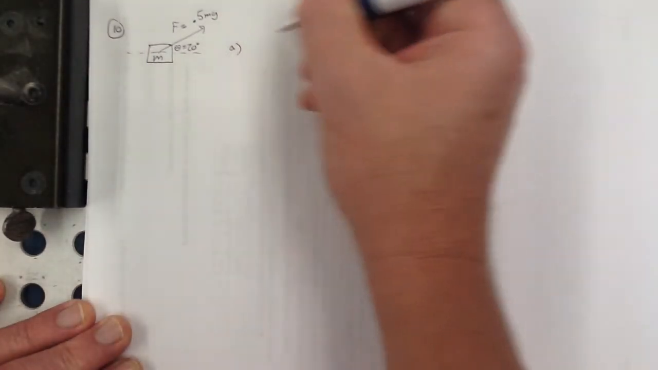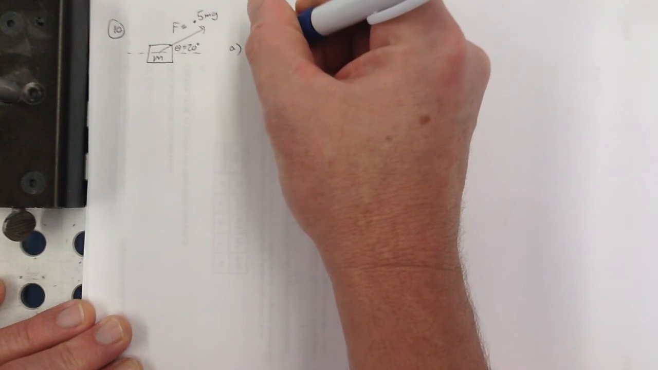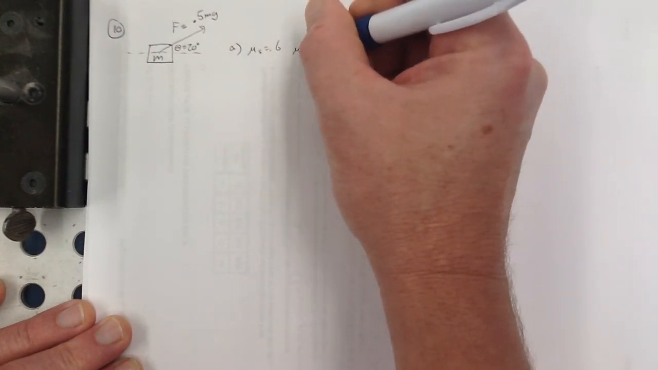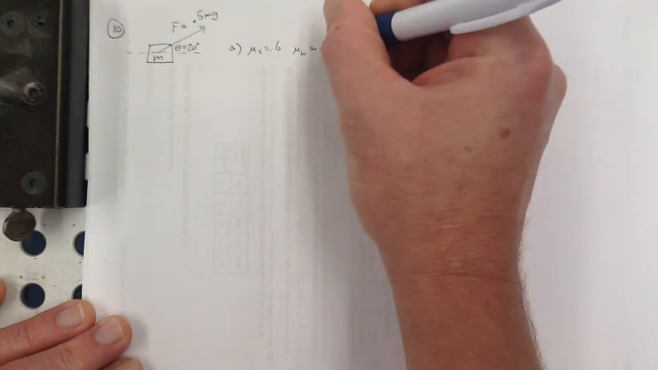What's the magnitude of the acceleration of the block across the floor if the friction coefficients are, for part A, 0.6 and 0.5, and then for B, well, we'll do that in a minute. Okay, so before we do anything else, let's just make a force diagram.